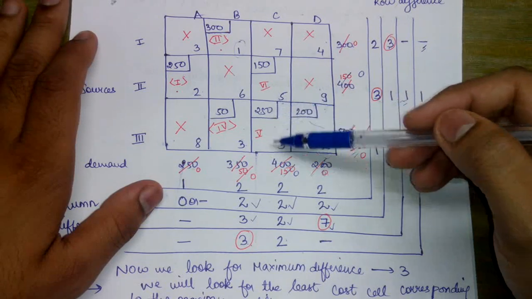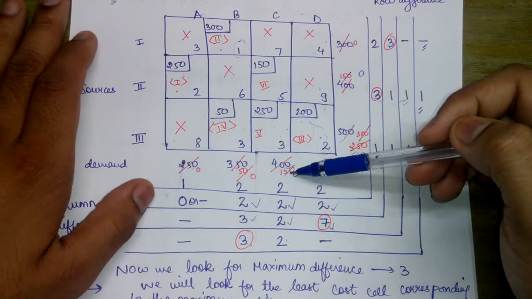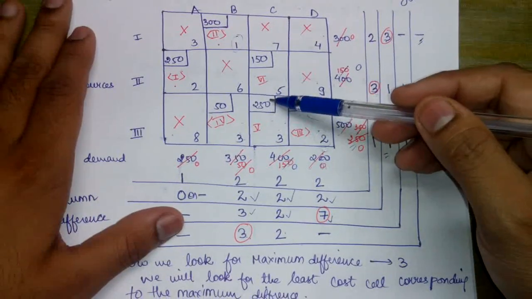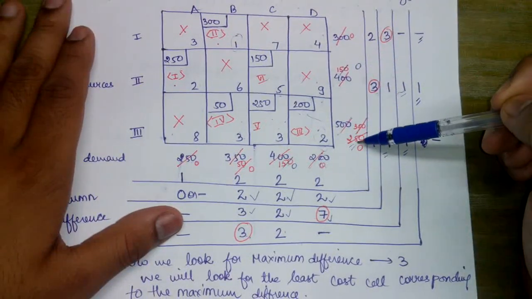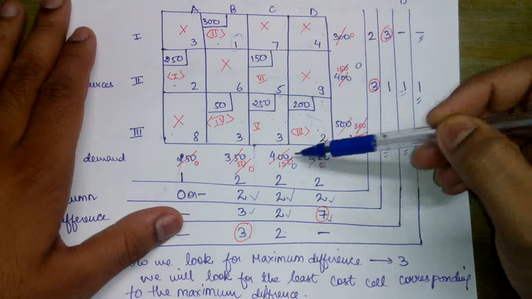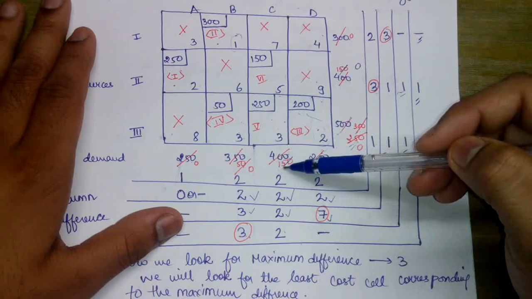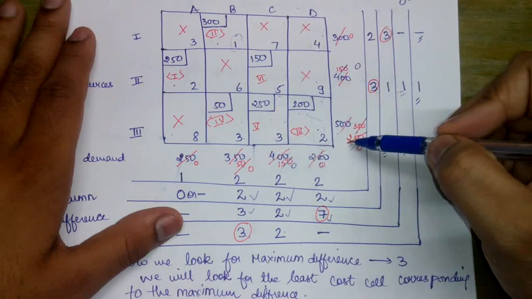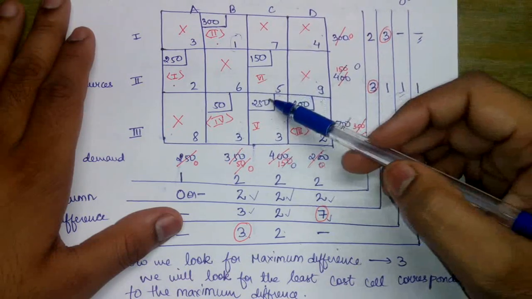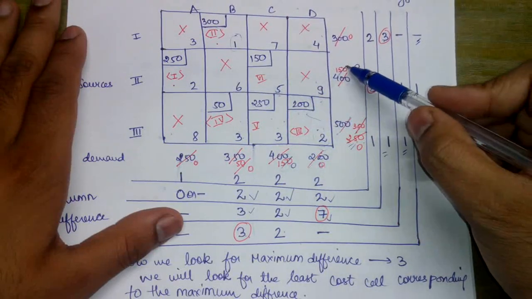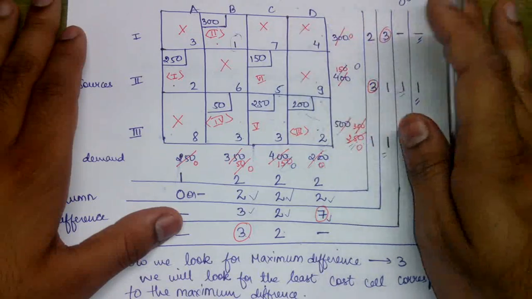So here only 150 is the, 200 and for this particular cell, 250 is the supply and 400 is the demand. So we will allocate only 250 here, and the left is 150, and here it becomes 0. Now for this particular cell we see 150 is the demand and 150 is the supply. So we will allocate 150 here.